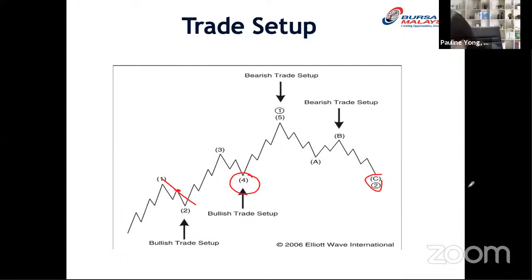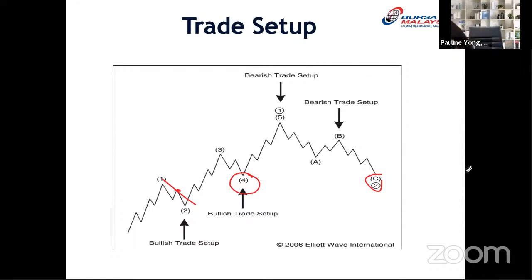Let me answer some of the questions. Is it true that if wave 2 is a complex wave, then wave 4 will be a simple wave? For this rule of alternation, I have seen sometimes they are the same. I have seen it before. So if you ask me whether it has to be a straight rule, I will say no, not necessarily, because sometimes it can be the same.